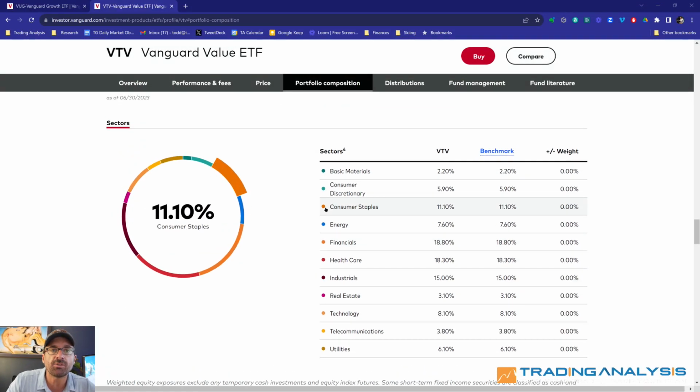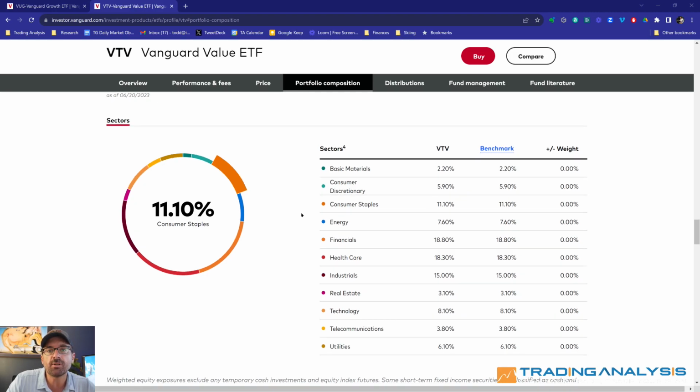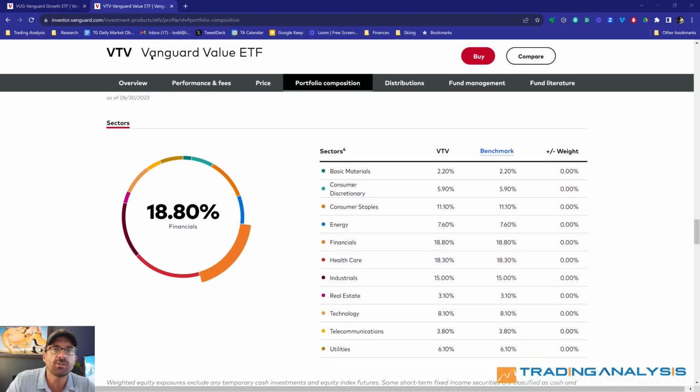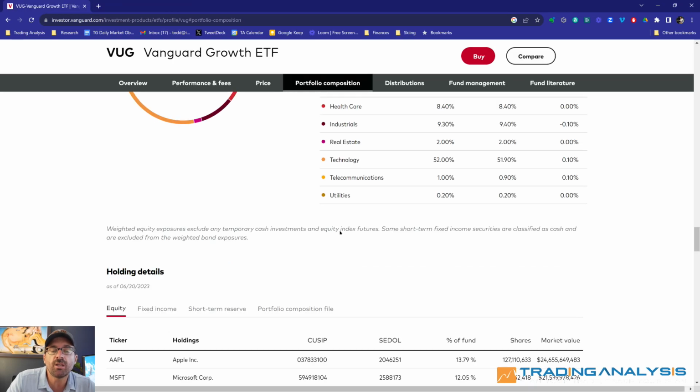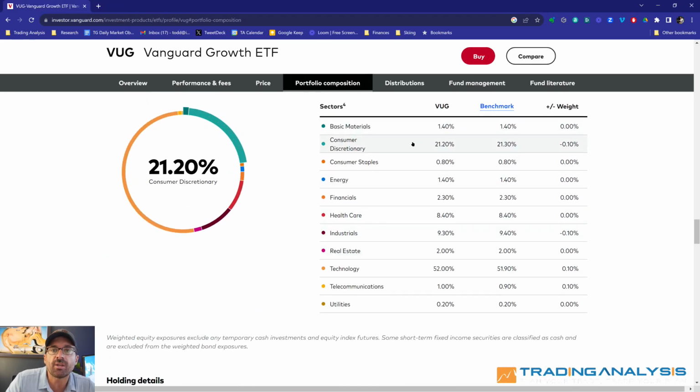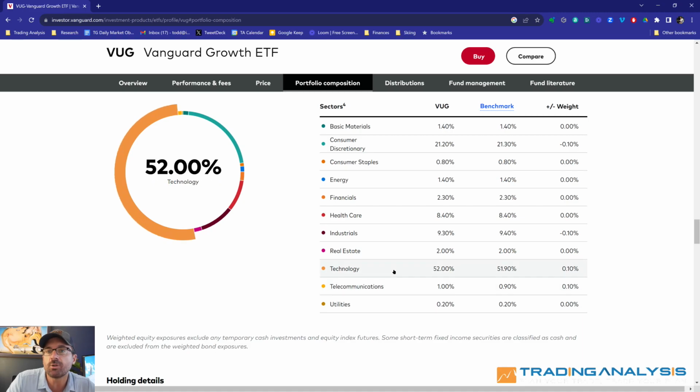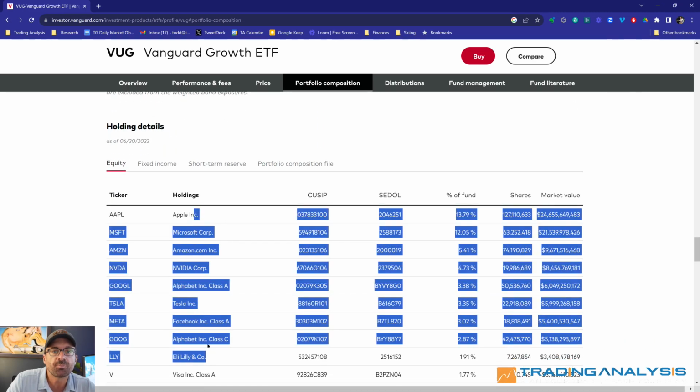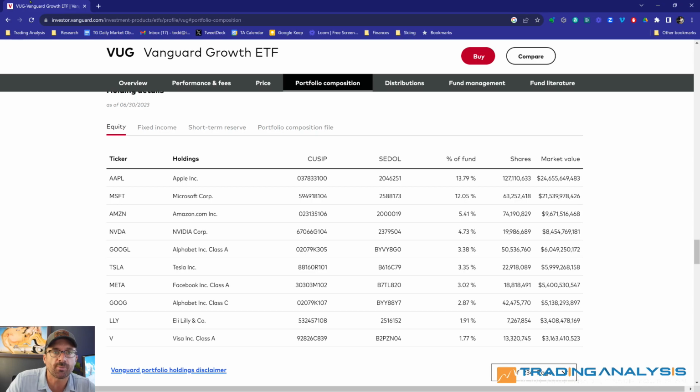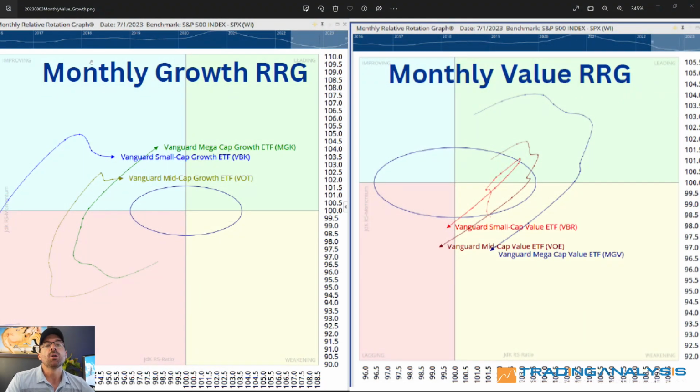So just looking at these value and growth ETFs, just looking at the sector representation. This is the VTV, the Vanguard Value that made up the ratio I've just shown you. So, your 18% financials, 18% health, 15% industrials, 8% tech, very low, 6% utilities, 7, a very, very broad value-based ETF. On the other side, the VUG, the Vanguard Growth, this thing is 20% consumer discretionary, 52% technology. I mean, look at all the big boys in here. The big ones in there in terms of growth. So just kind of showing you that one.